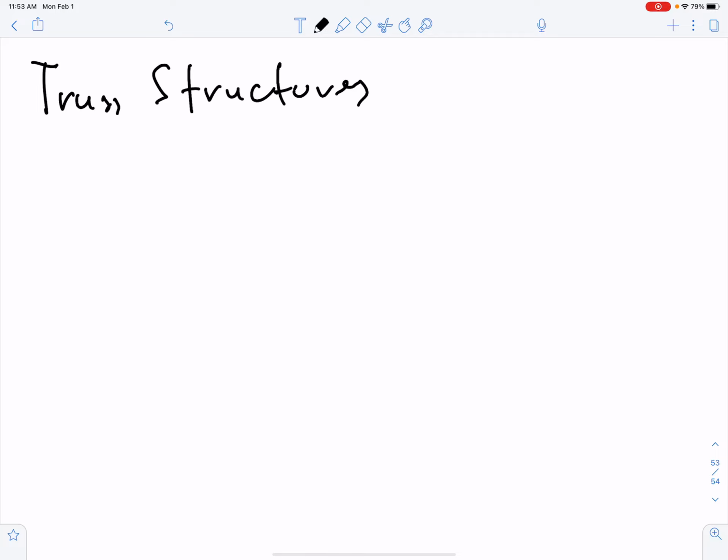Okay, so let's continue. For the next few lectures, we're going to look at trusses, specifically truss structures. Before we move further, let me recall what we did last time. We developed the truss element stiffness matrix.